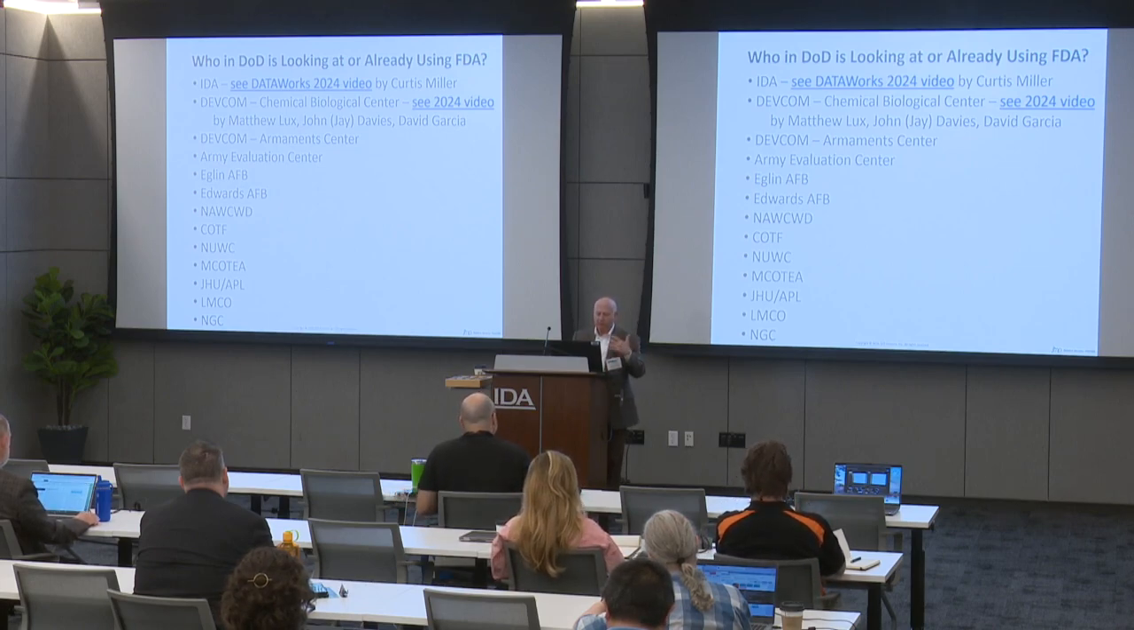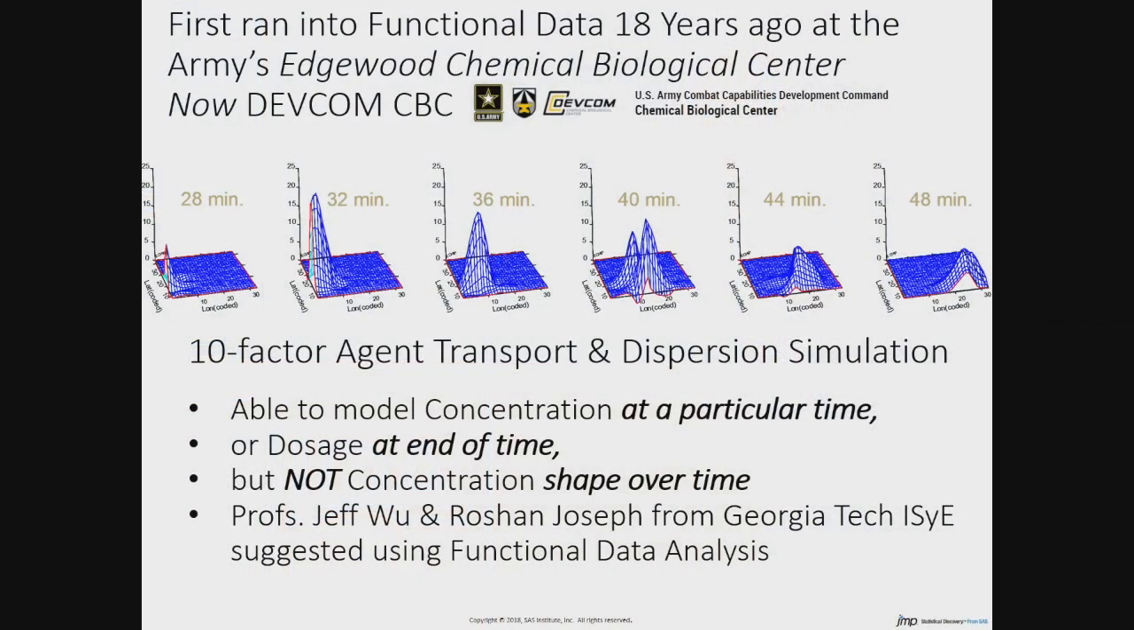And I may want to ask you if you can talk about the kind of data that you have to share that information with us. So I first ran into functional data about 18 years ago, and at that time I was an analyst working at the Edgewood Chemical Biological Center, now DEVCOM CBC, and we were doing computer simulations of transport and dispersion of chemical or biological clouds, and looking at maybe 10 factors in that simulation. At the time, I could model the concentration at a particular time slice, or I could wait for the whole event to finish and model the total dosage at the end of time. But I really couldn't model the shape of that concentration changing over time as the wind is blowing this cloud across the terrain.